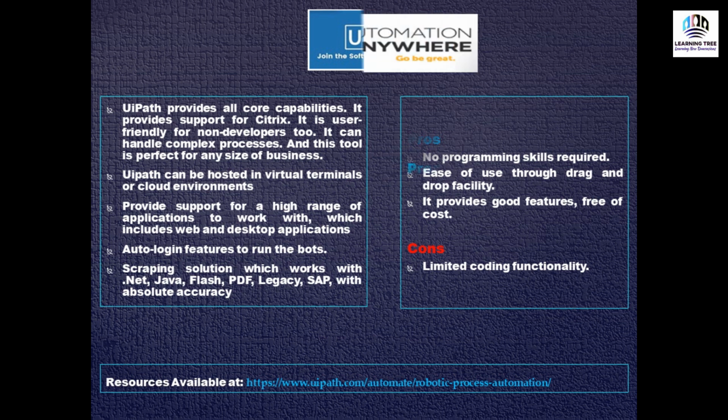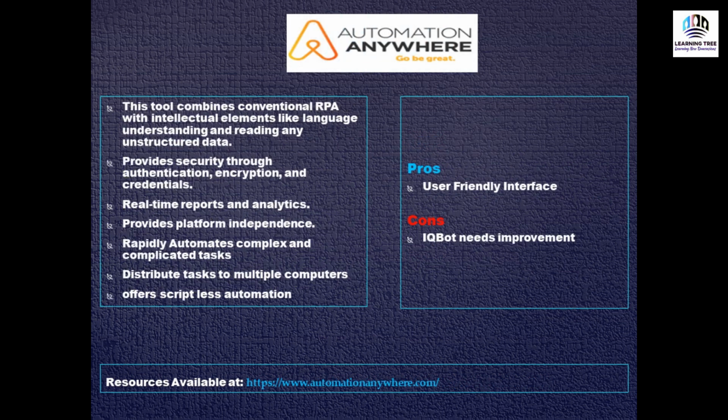Another RPA tool is Automation Anywhere. This tool combines conventional RPA with intellectual elements like language understanding and reading any unstructured data. Provides security through authentication, encryption, and credentials. Real-time reports and analytics. Provides platform independence. Rapidly automates complex and complicated tasks. Distributes tasks to multiple computers. Offers scriptless automation. The biggest advantage of this is the user-friendly interface, and the drawback is that IQ-bot needs improvement.